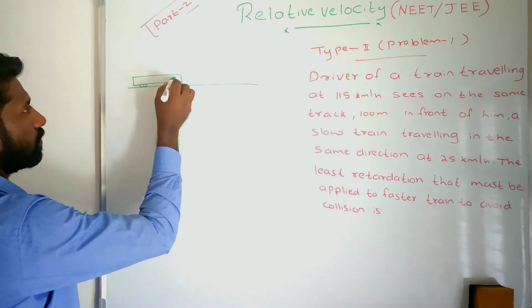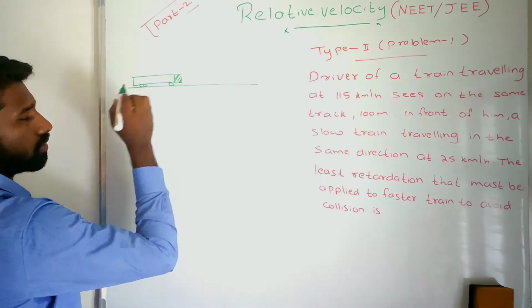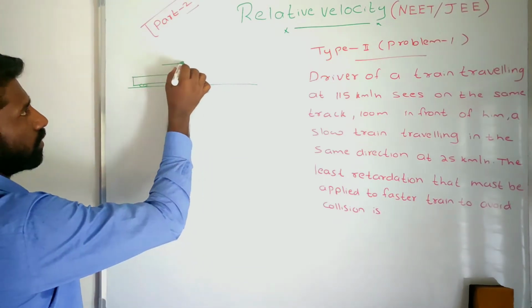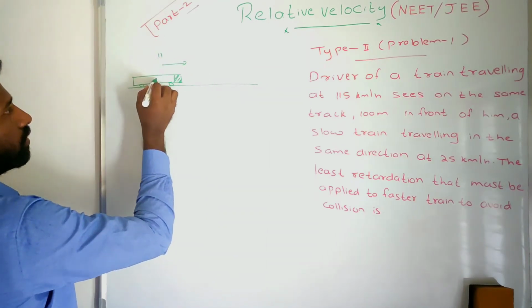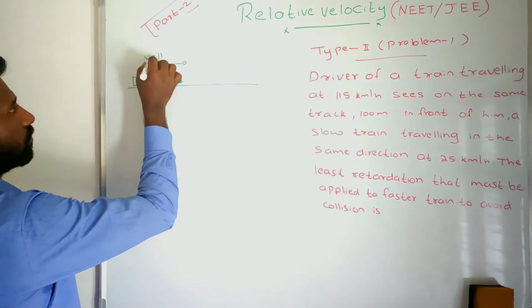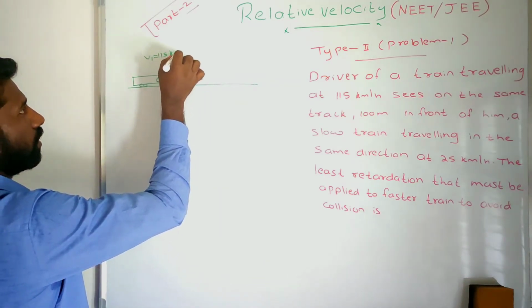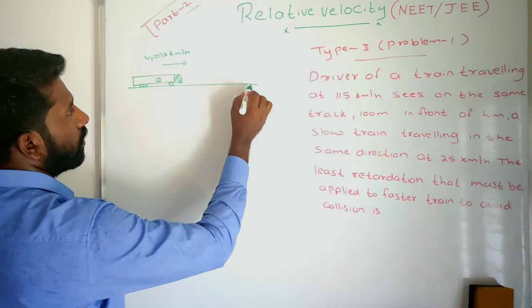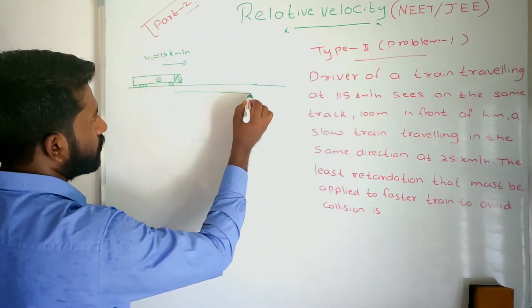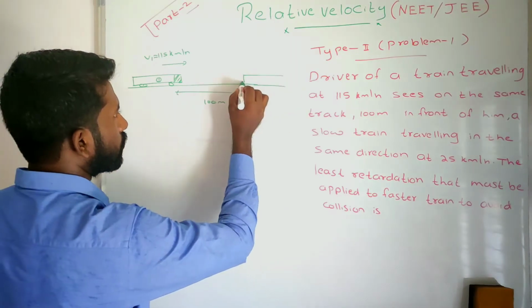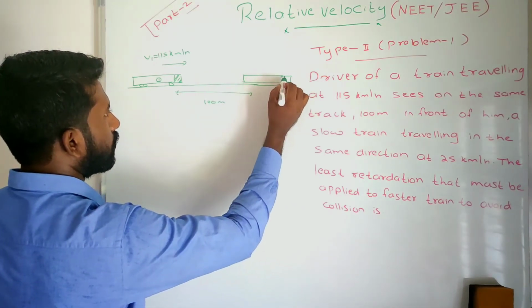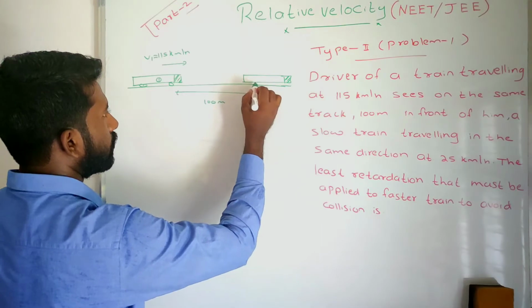This is the fast train. This train's velocity is how much? I consider the fast train like that, so v1 is equal to 115 km per hour. Okay. After 100 meter, there is another train, a slow train. This is the engine of the slow train.